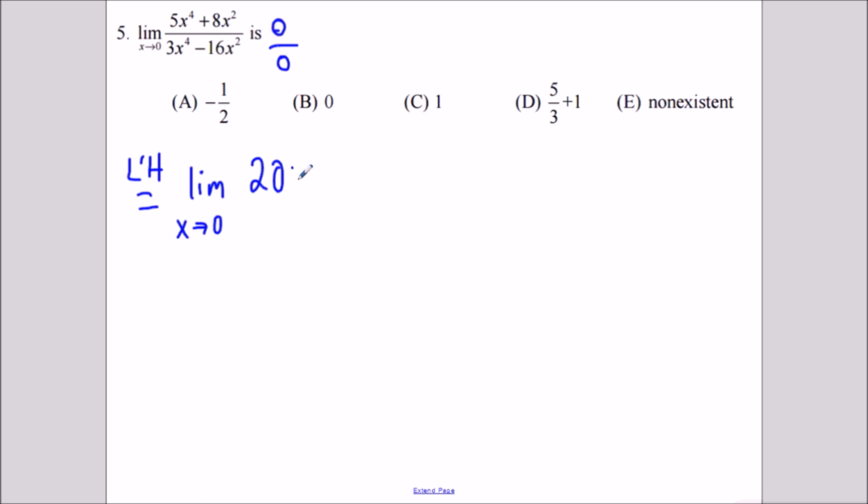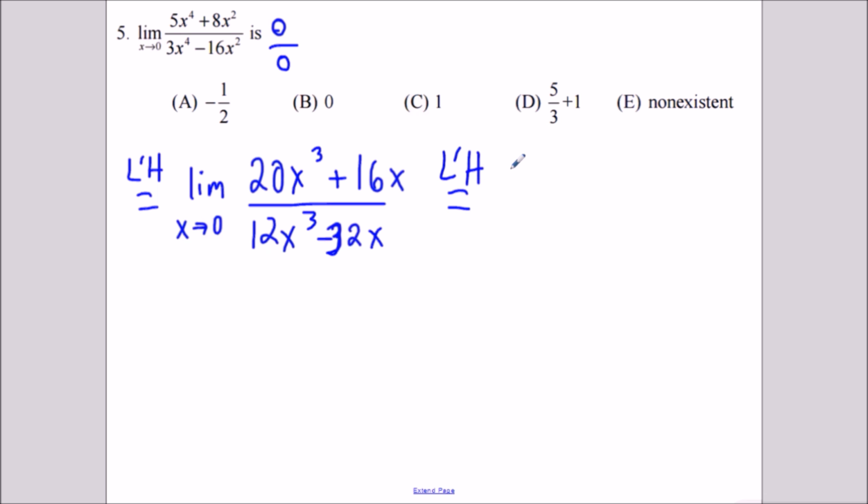And we're going to get 20x to the third plus 16x over 12x to the third minus, and that should work out to 32x. It's a little sloppy there, but that's a 32. Okay, so at this step, if we try to plug in 0 again, we're still going to get 0 over 0, which is indeterminate. So we're going to apply L'Hopital's rule once more.